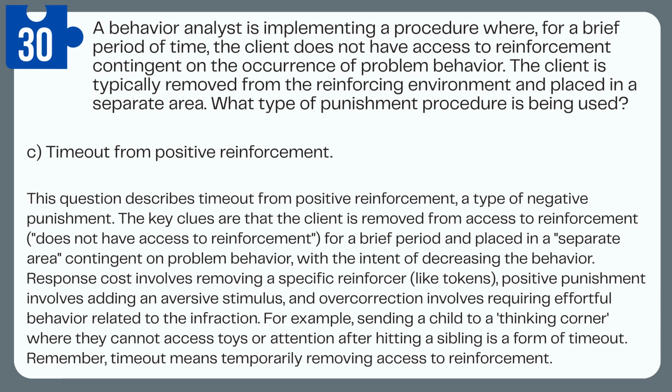Response cost involves removing a specific reinforcer, like tokens. Positive punishment involves adding an aversive stimulus, and overcorrection involves requiring effortful behavior related to the infraction. For example, sending a child to a thinking corner where they cannot access toys or attention after hitting a sibling is a form of timeout. Remember, timeout means temporarily removing access to reinforcement.